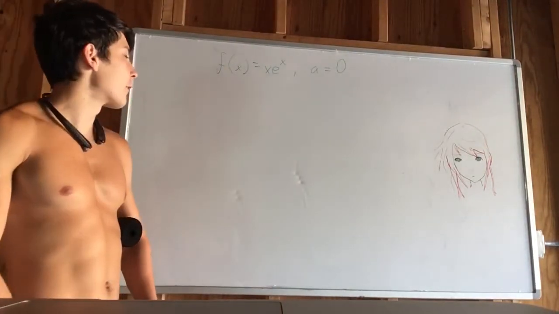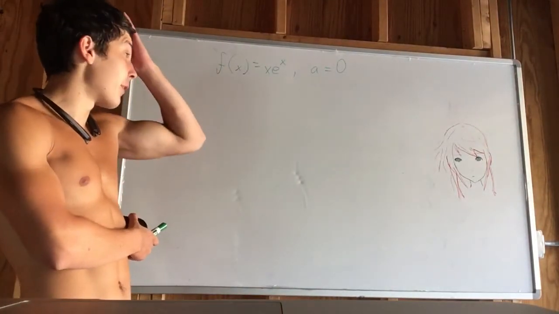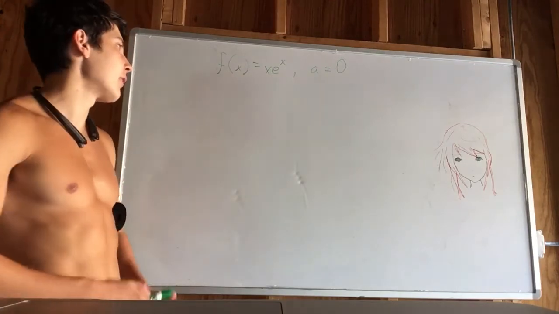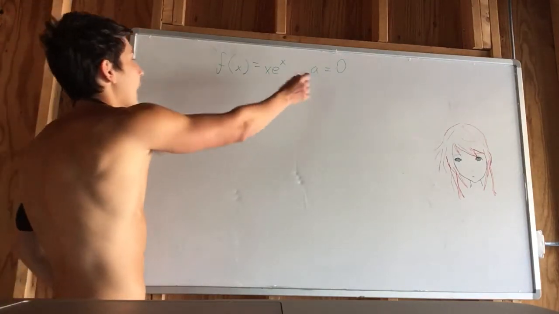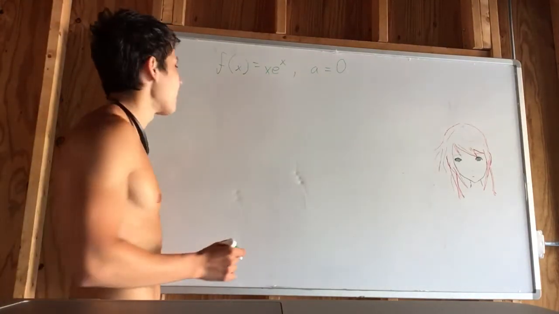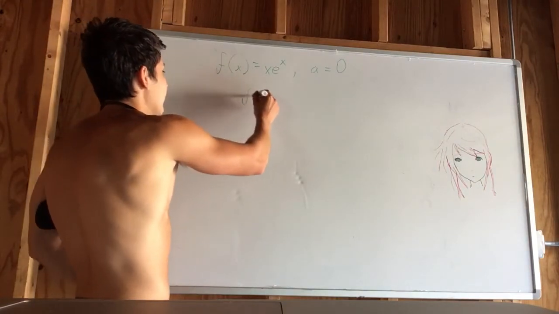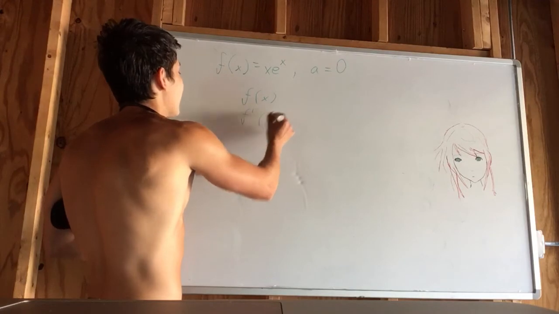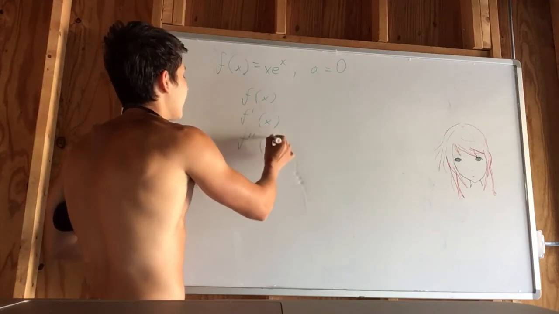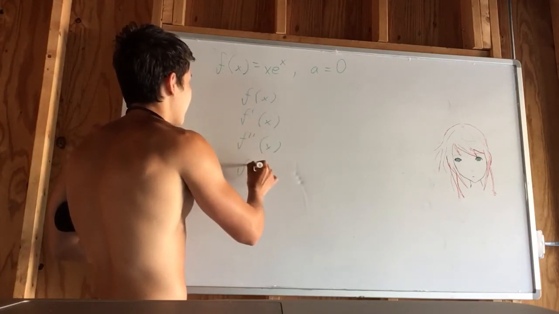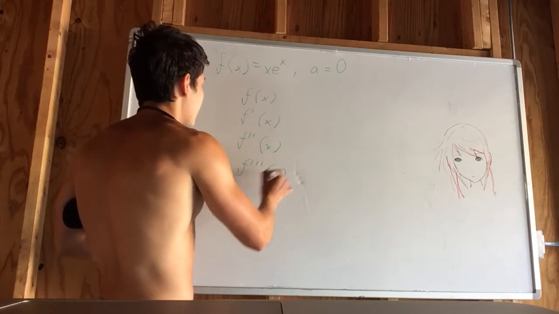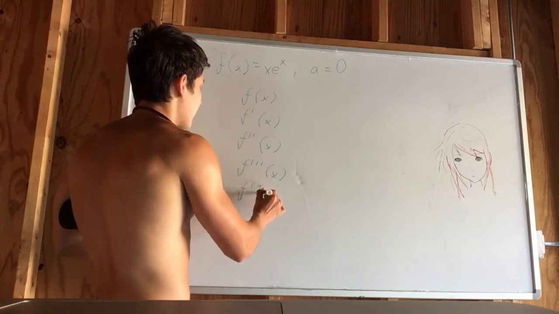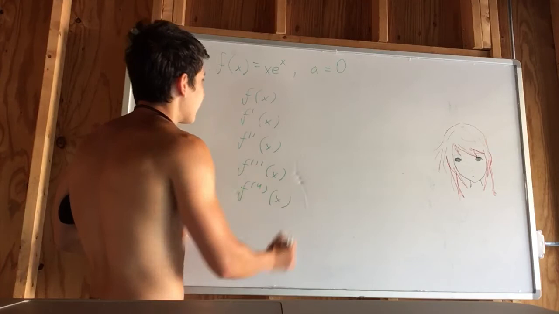Okay, so we have to find the first four non-zero terms of this Taylor series that we're going to find with this function and centered at a equals 0. So what I'd like to do is to first find all the derivatives. So we find all the derivatives, and then we have an easier time later on. So this is f to the fourth derivative, like this.